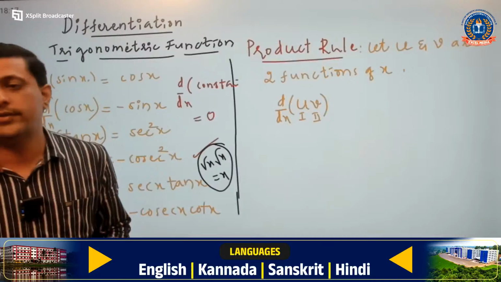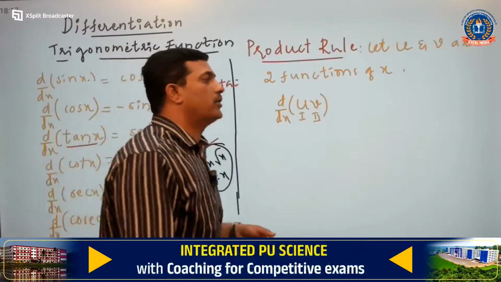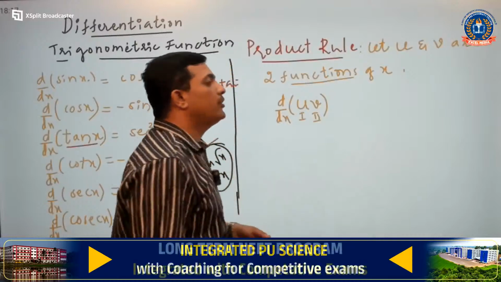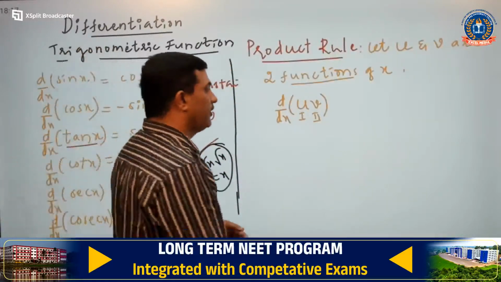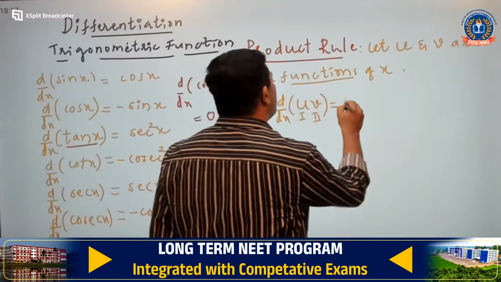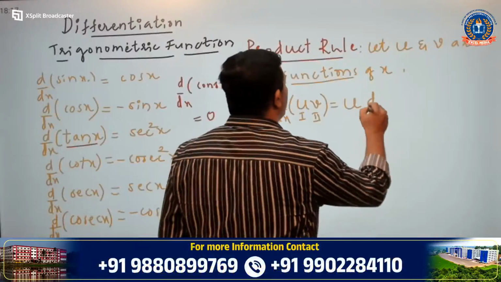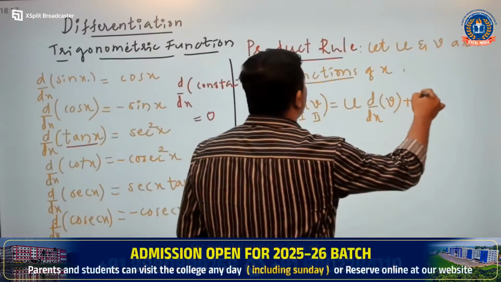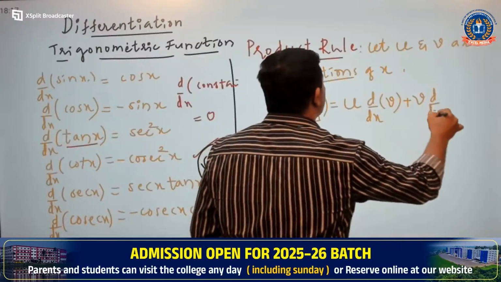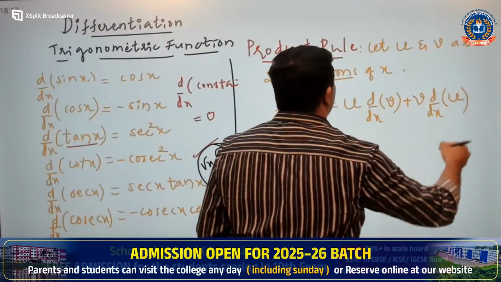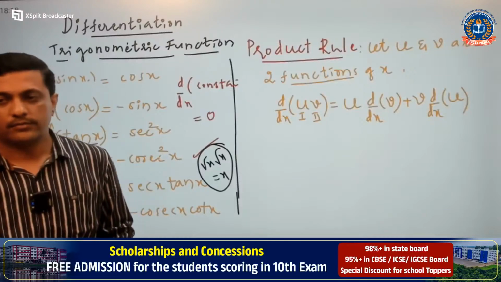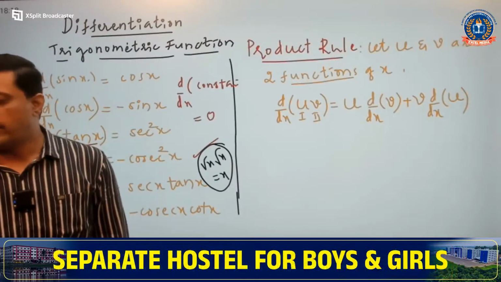Multiplying two numbers is of course a product, but when we have two functions, how will the derivative work? That we need to check here. So it is u into v. What we do: we keep the first function as it is, differentiate the second function, plus keep the second function as it is, differentiate the first function. u and v, the product of two functions, right? That you need to check it out.